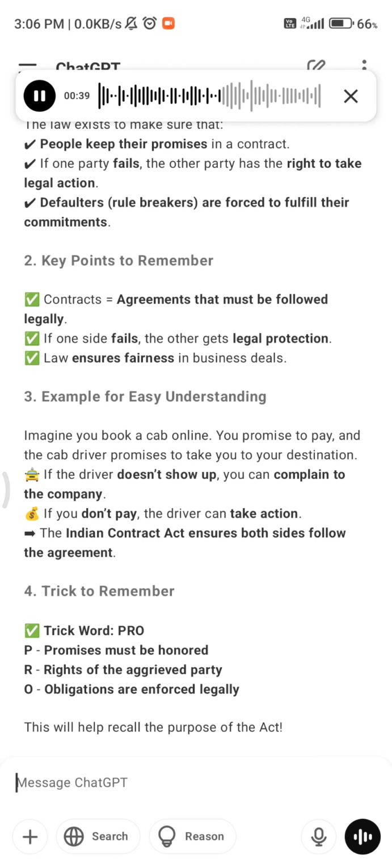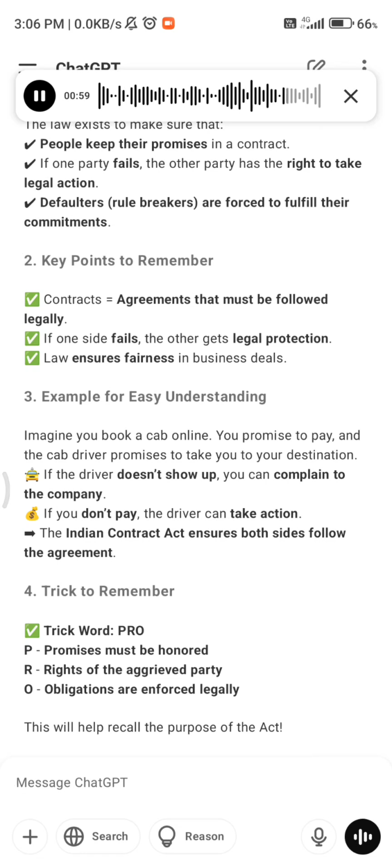3. Example for easy understanding. Imagine you book a cab online. You promise to pay, and the cab driver promises to take you to your destination. If the driver doesn't show up, you can complain to the company. If you don't pay, the driver can take action. The Indian Contract Act ensures both sides follow the agreement.